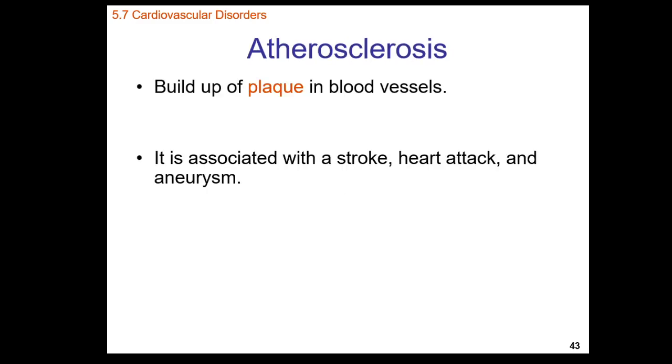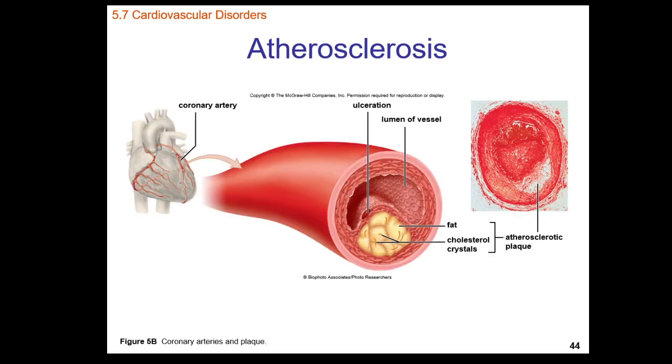So atherosclerosis, we saw this was a buildup of plaque in the blood vessels. It can be associated with a stroke, heart attack, and aneurysm, depending on where we constrict blood flow. So if we look at an image of what happens, remember there can often be a slight tear in the wall of the blood vessel.